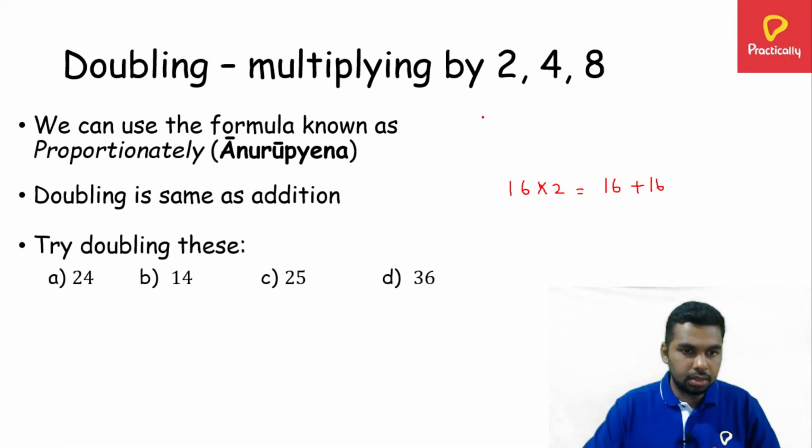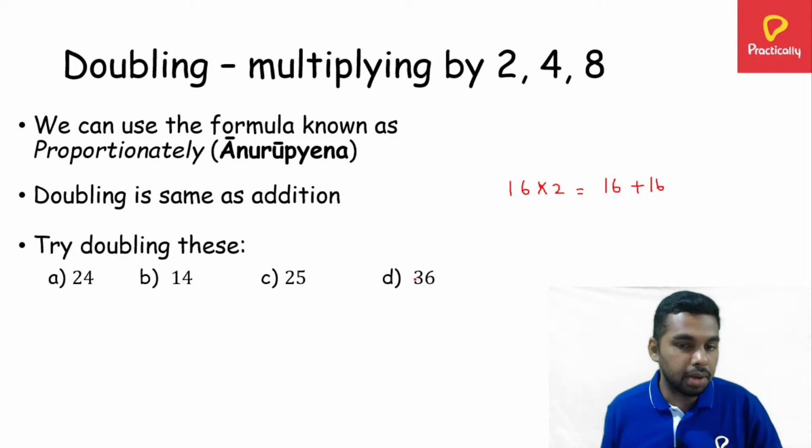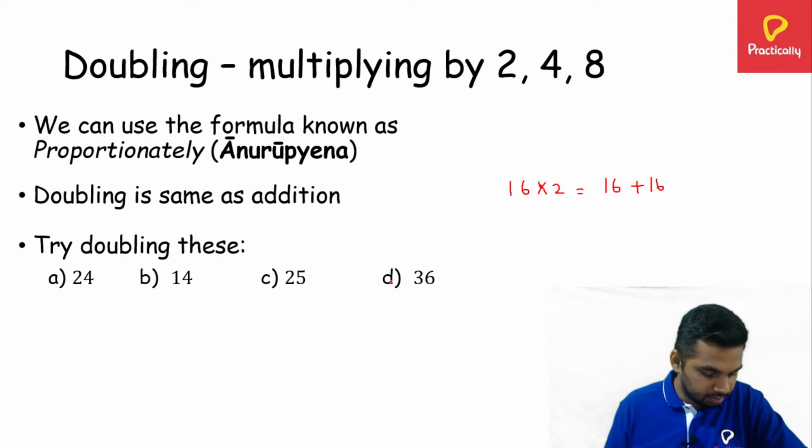All right. Now the question comes here. Try doubling all these numbers. What is the double of 24? What is the double of 14? What is the double of 25? What is the double of 36? If you know the answer, I'll give you exactly 30 seconds. You can write the answer as A followed by the answer, B followed by the answer, C followed by the answer, and D followed by the answer. It's quite direct.